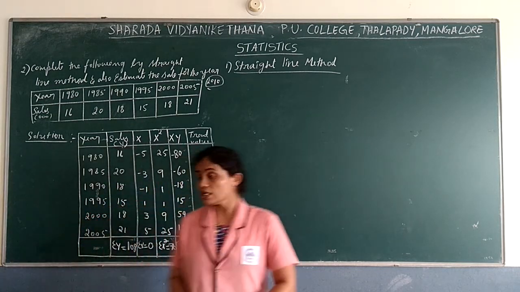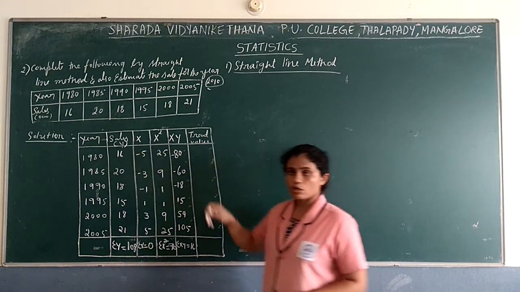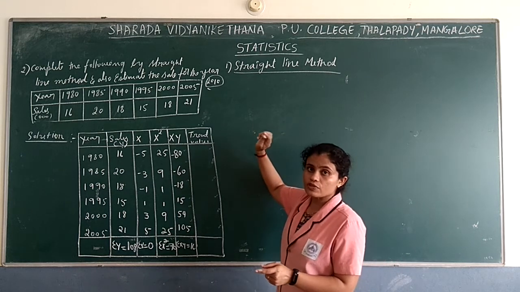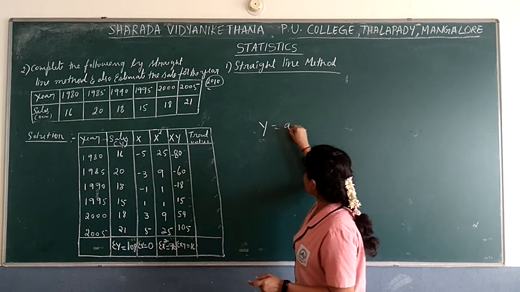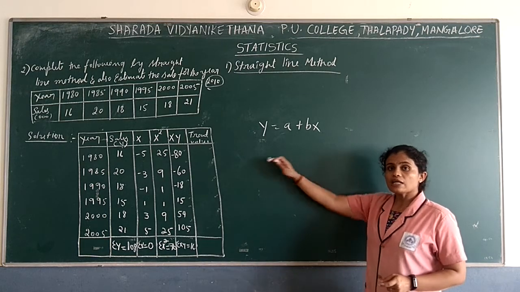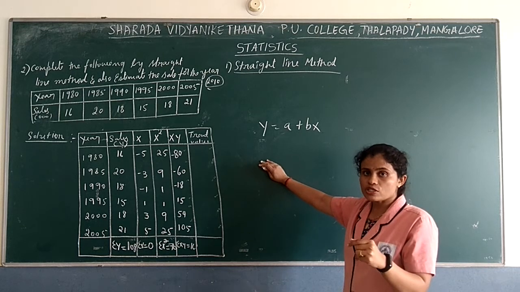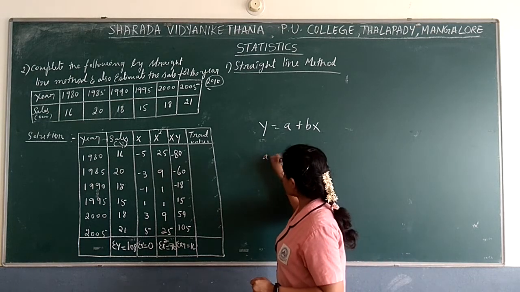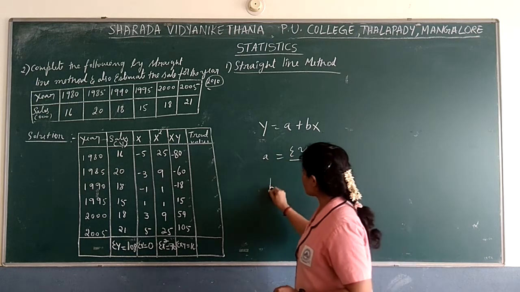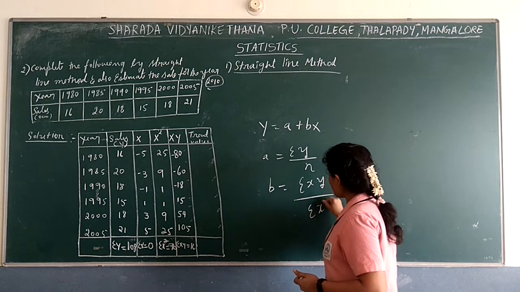Now, before preparing this table, how will you get to know that you need to prepare these many columns? If you are getting confused, then you have to write an equation. What is the equation? Y is equal to a plus bx. And we use two more formulas. Firstly we need to find out a. That formula is sigma y by n. And to find out b, the formula is sigma xy by sigma x square.